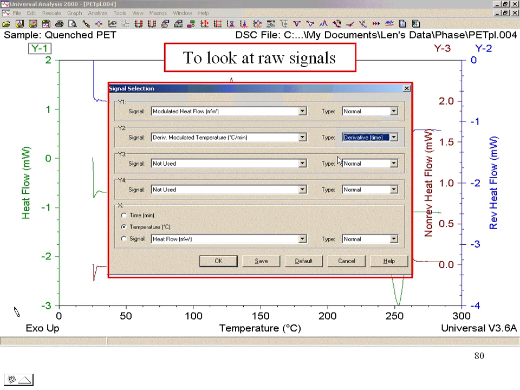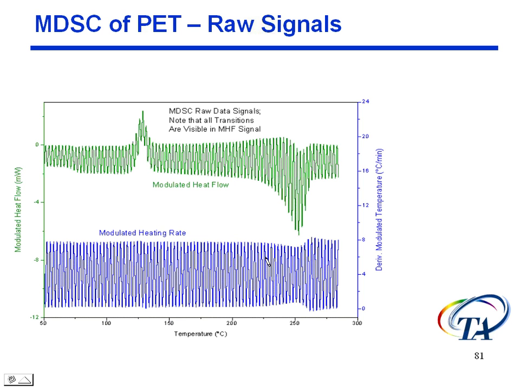Now before I go in and explain what's happening with that data file, and that's our quench code PET sample, I'm going to go in and look at some of the raw signals. So if I go into change signals, and that's this icon right here, and once again, I'm not really showing you all this stuff because you should have got this in the QuickStart class, but I'm going to look at modulated heat flow, and I'm going to look at the derivative of modulated temperature with respect to time, which is going to give me my modulated heating rate. Okay, so this is the raw signals.